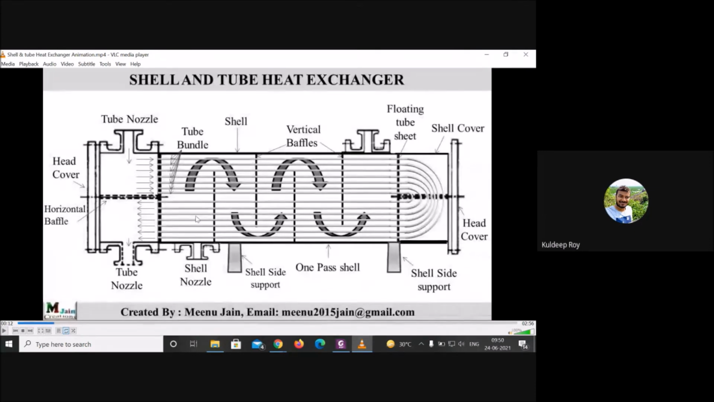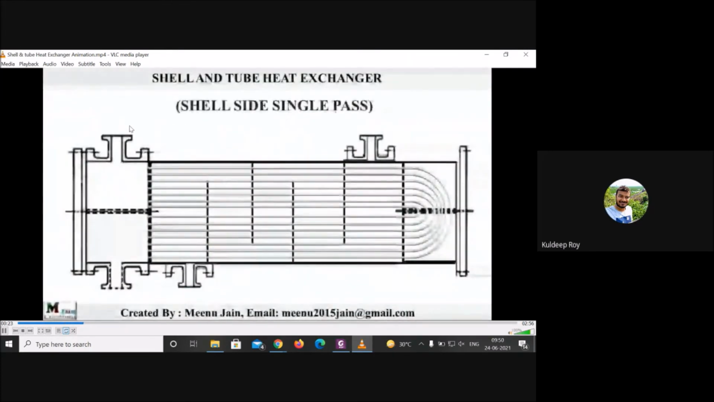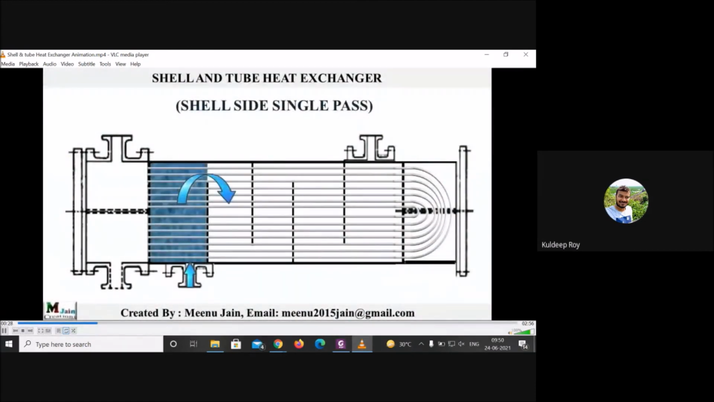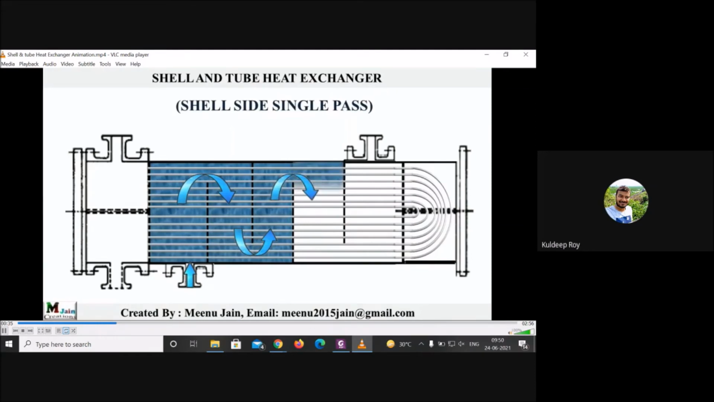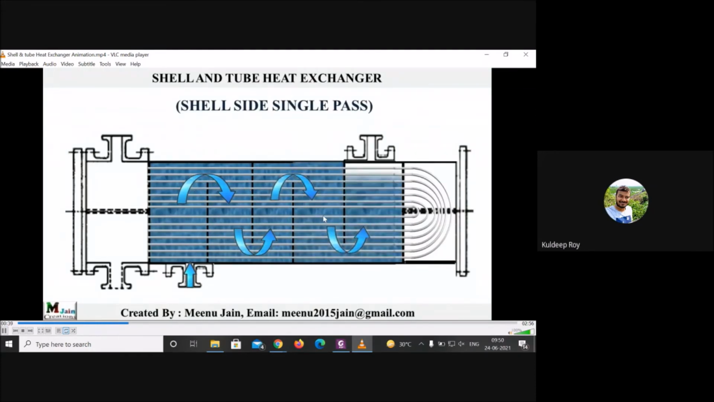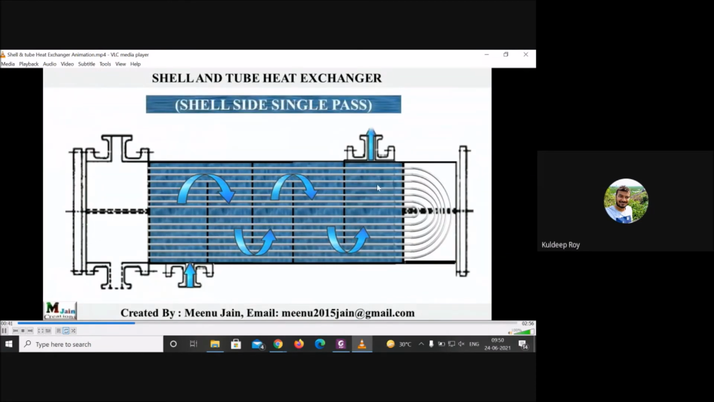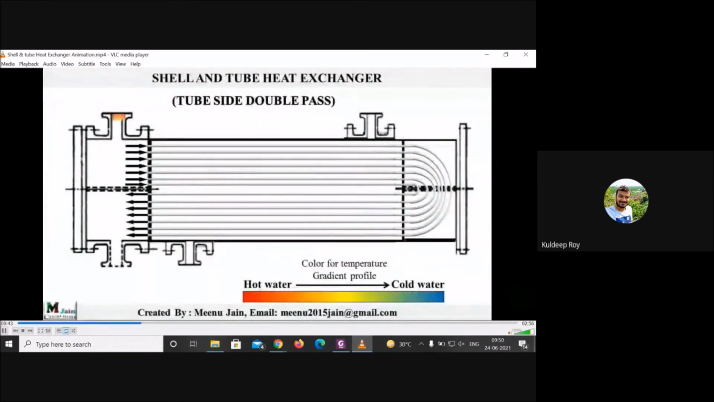Okay, now check this video. First, see all the components. This is your tube. Now, first see the video. On the shell side, it is flowing. The liquid will flow from this direction. As I already told, these are the baffles, to direct the flow and to increase mass transfer as well.